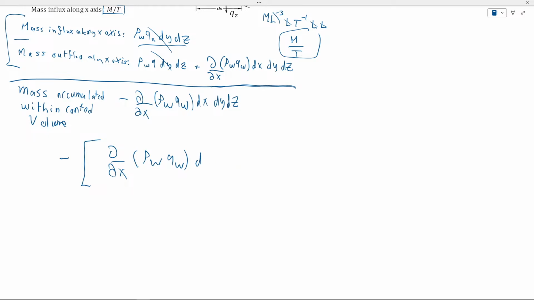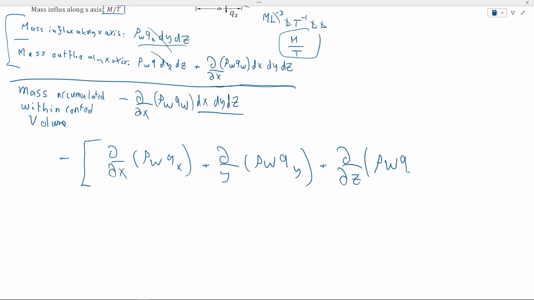Let me take this guy out as a common factor. So I will take this guy out also as a common factor. So that would be plus partial y of rho w qy, sorry, this is qx, qy, plus partial z of rho w qz. Yeah. So I got something that looks like this. And that would be dx dy dz. Yeah, dx dy dz. So I got something that looks like this. Yeah, that's okay.